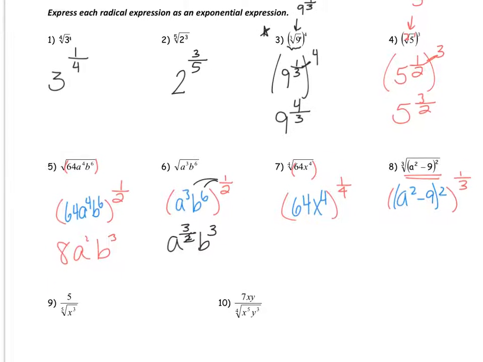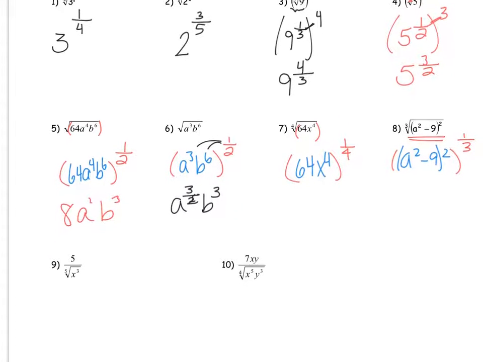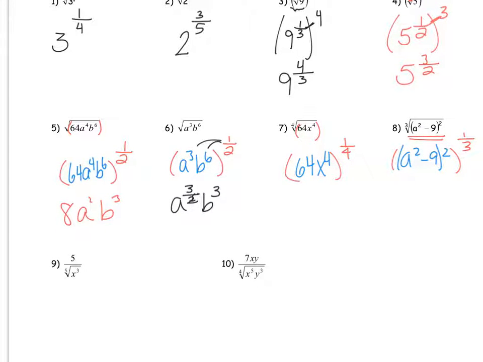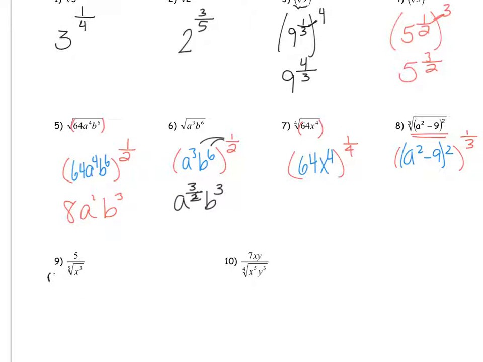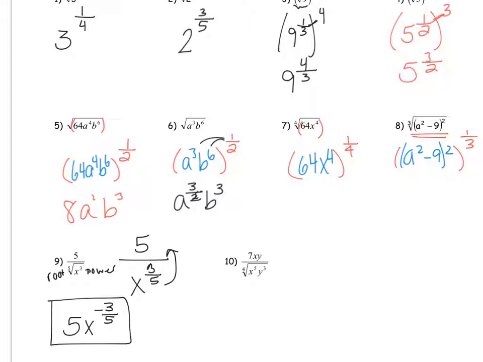Alright, last but not least, let's see if we can do the last ones, 9 and 10. So 5 is the root, and 3 is the power. So it's x to the power over root with a 5 on top. Now it's more proper to write it as one term, so we're actually going to bring this up, and this is going to be 5x to the negative 3/5. This would be most appropriate to write it this way.